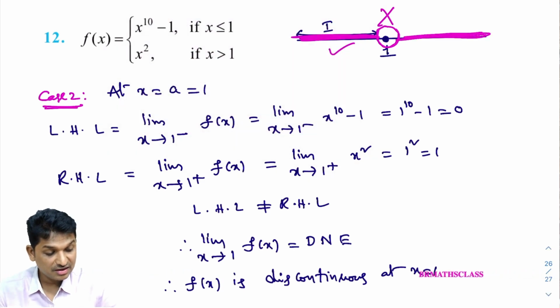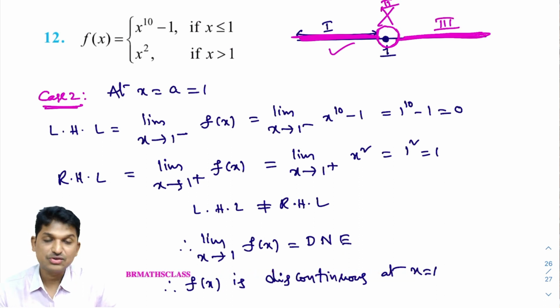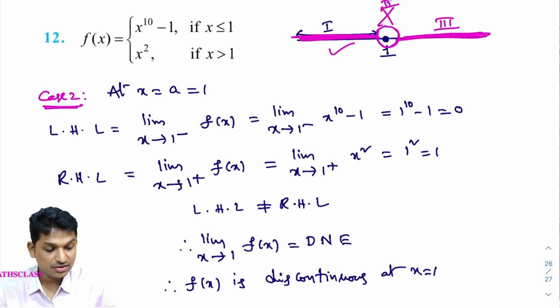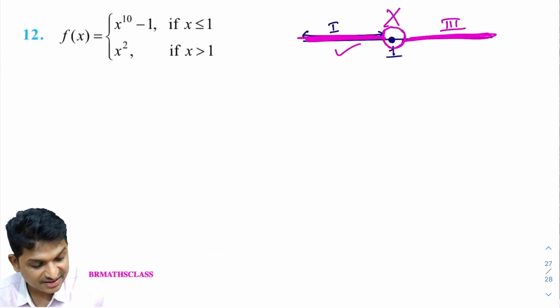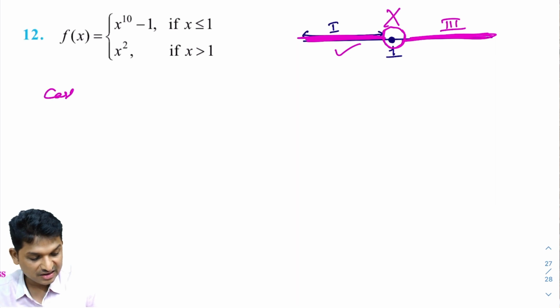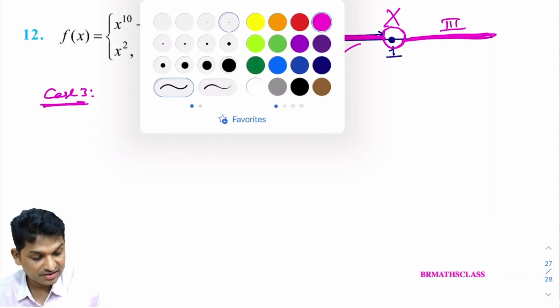This is case 2. This is case 1. This is case 3. Case 1 and case 2 are over. Now I need to check case 3. Case 3 is easy only. What is case 3?